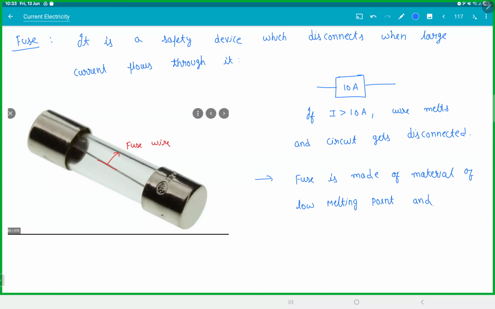Low specific heat capacity or high specific heat capacity? Should the fuse wire have a low specific heat capacity or a high specific heat capacity? Ask yourself, what is specific heat capacity? Remember the formula? Q is equal to m s delta T. So delta T is proportional to 1 by S. Remember that graph which we drew?